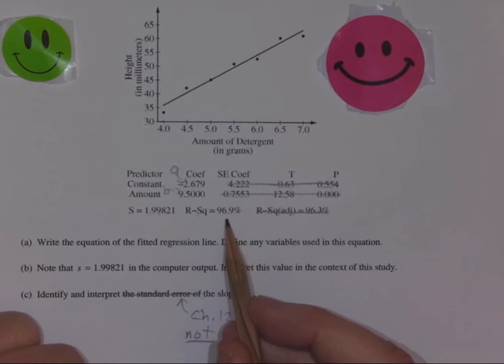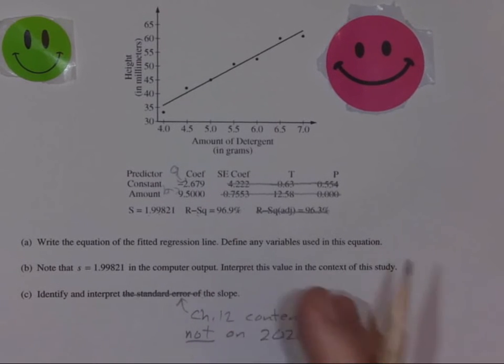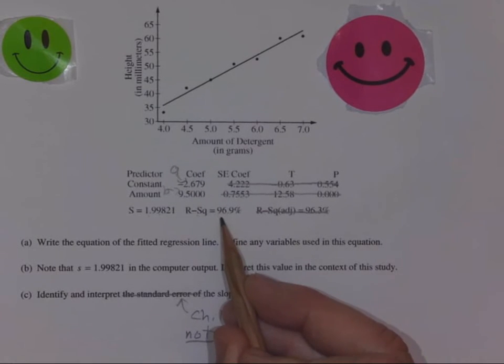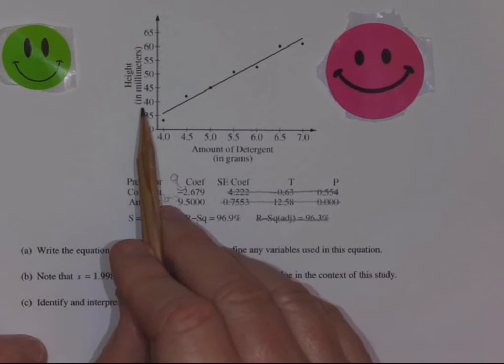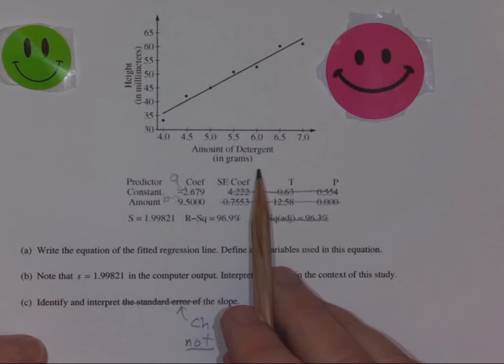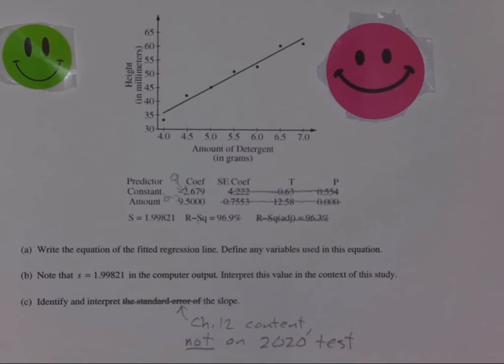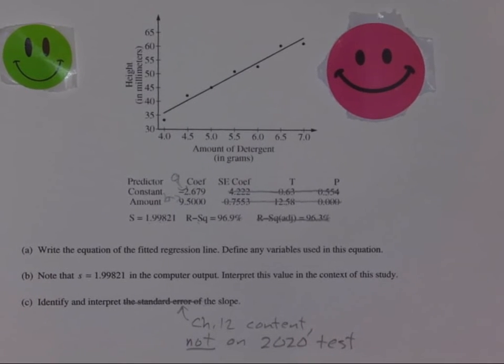R squared, of course, you weren't asked about here. It is the percent of the change in Y that can be explained by the change in X, or can be explained by this model. So if you were asked about that, you would say 96.9% of the change in the height of the soap suds is related to the change in the amount of detergent. And so in other words, the other 3.1% are other variables. I don't know what other variables could be going on. But anyway, let's answer the question that's asked here.